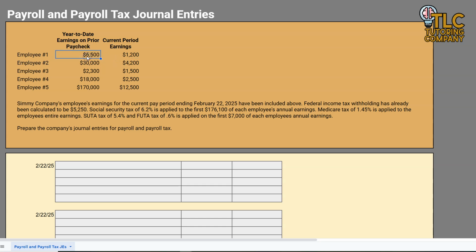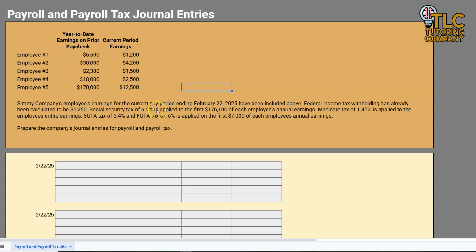To the left of that column, we see the year-to-date earnings on their prior paycheck. So in the pay period prior to February 22nd, they had basically accumulated $6,500 in earnings for employee 1, $30,000 in earnings for employee 2, so on and so forth. So the first column is what they've earned for the whole year up to that prior pay period. And these are the new earnings that they earned this pay period. We also have some additional information below.